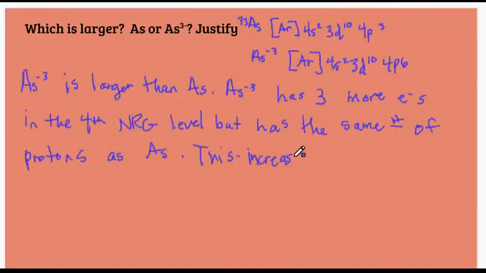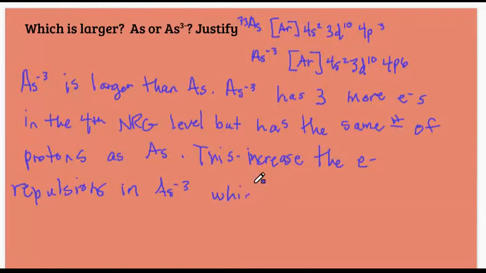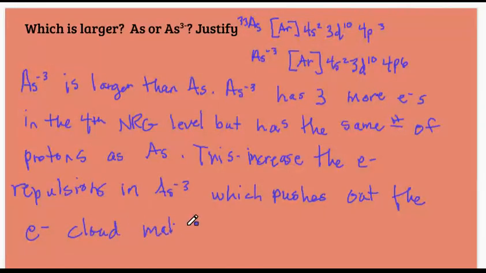This increases the electron repulsions in As3-, which pushes out the electron cloud, making As negative 3 larger.